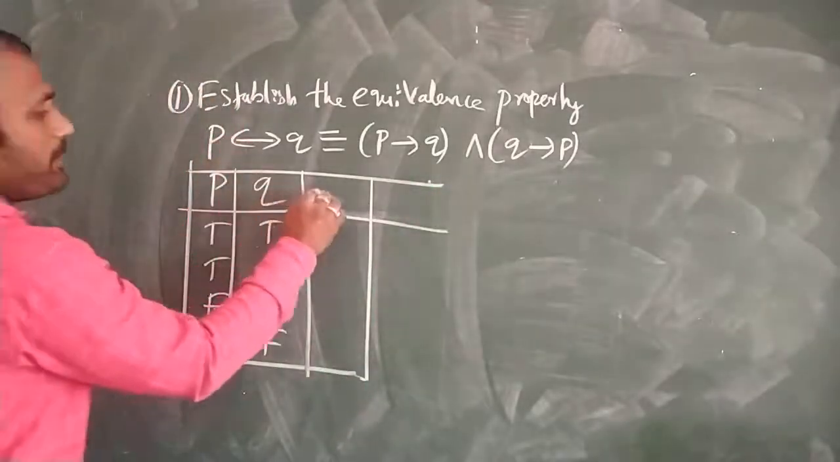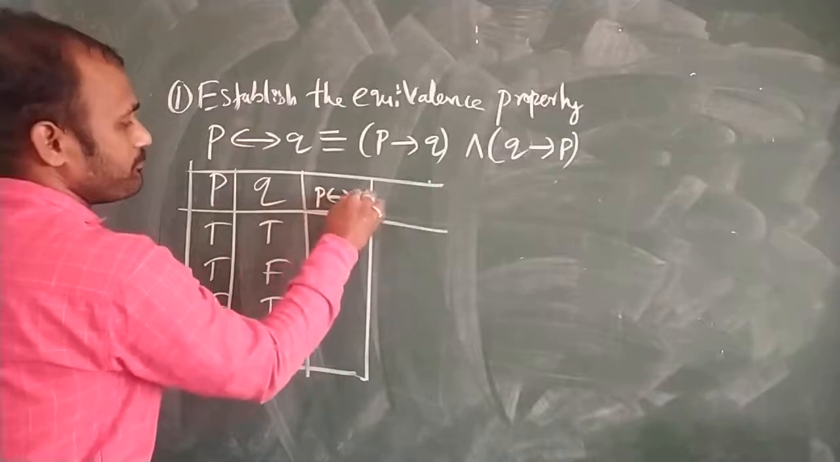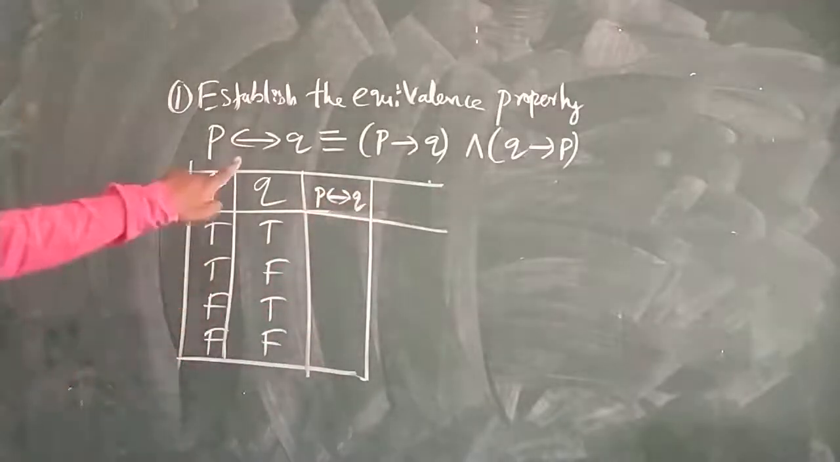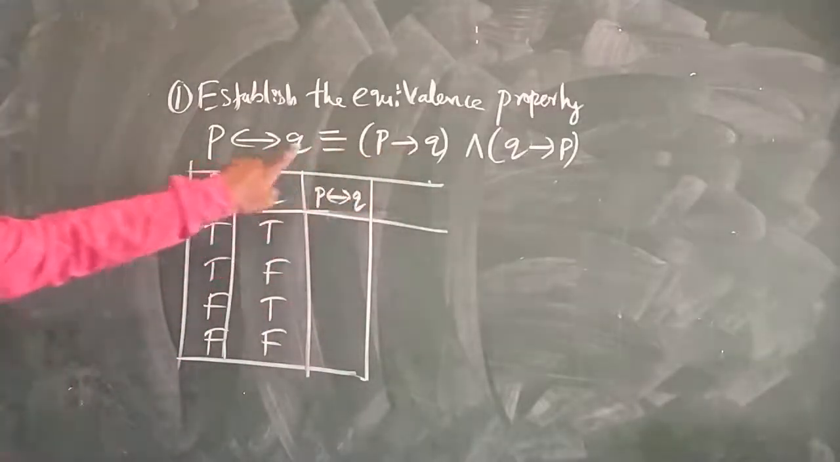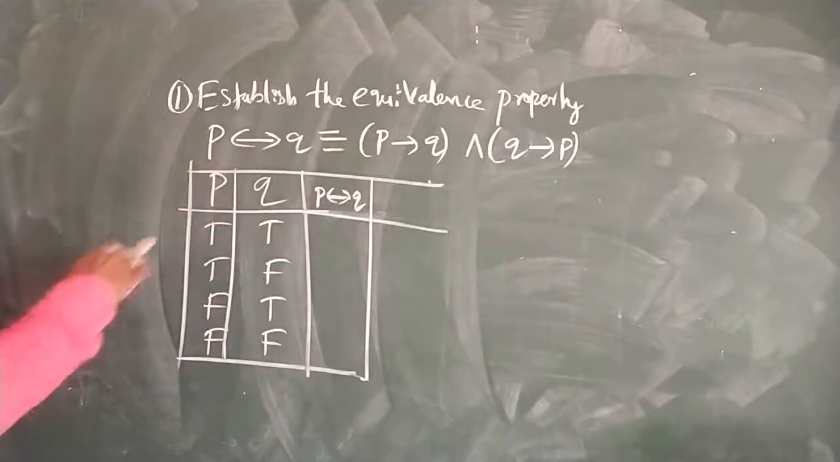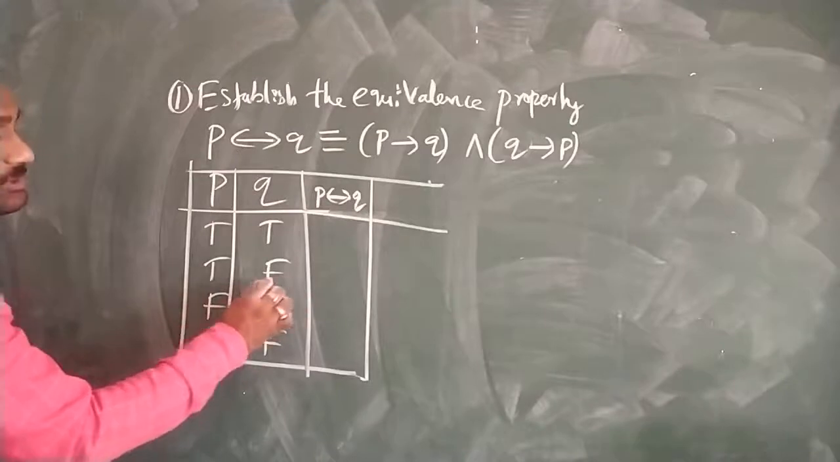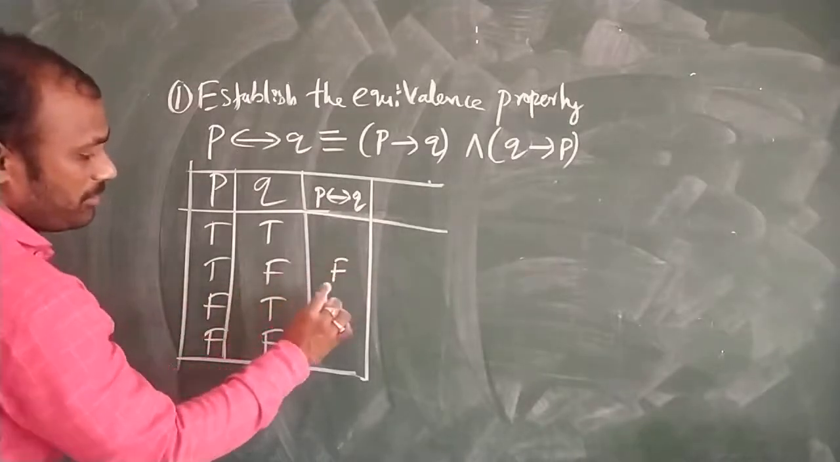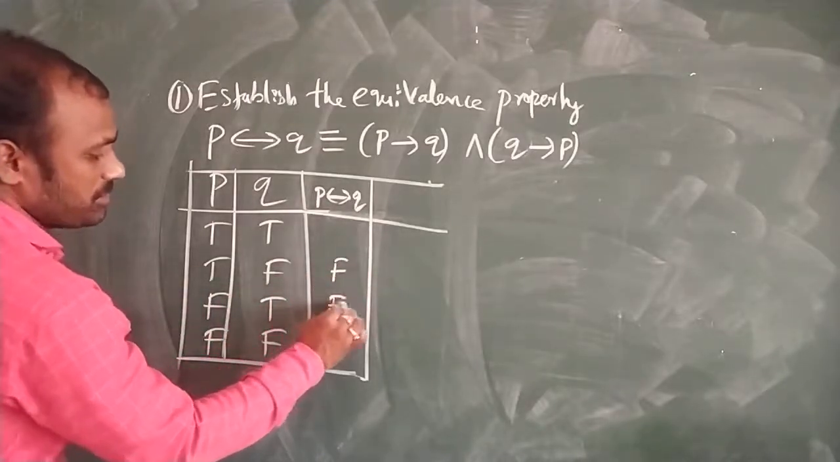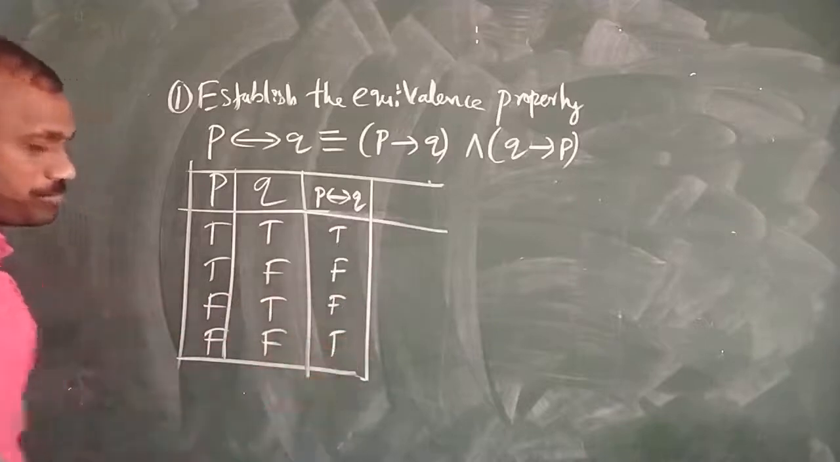So first, P biconditional Q. This is a conditional statement, this is a biconditional statement. So what is the truth table of a biconditional statement? If one is true and one is false, the answer will be false. Remaining cases will be true.